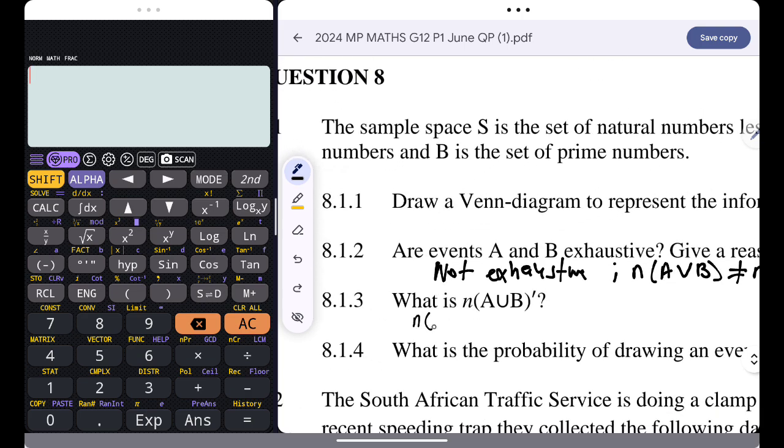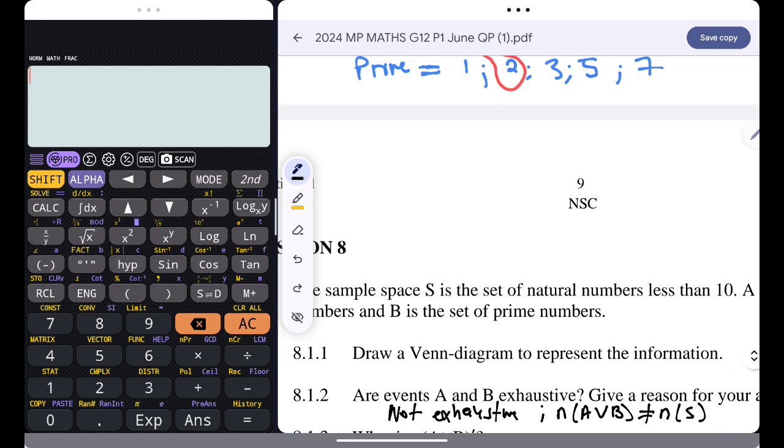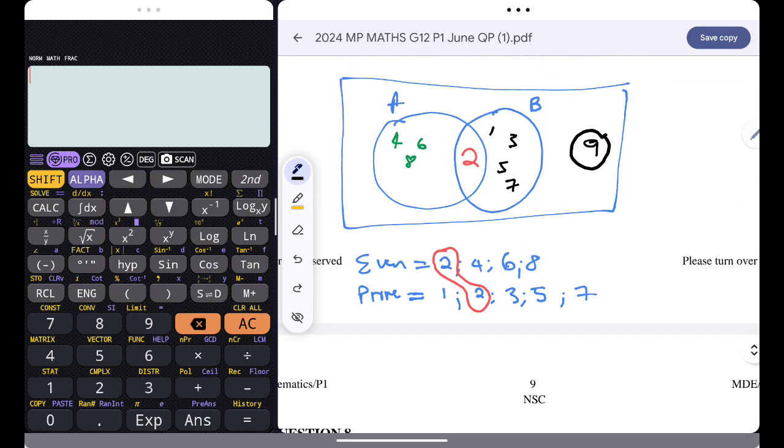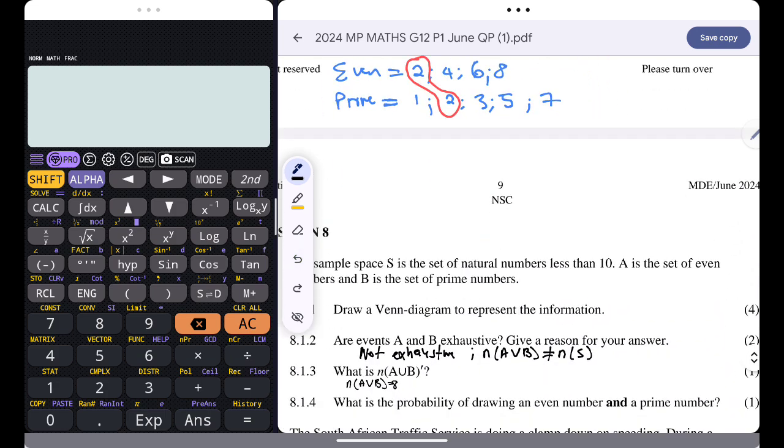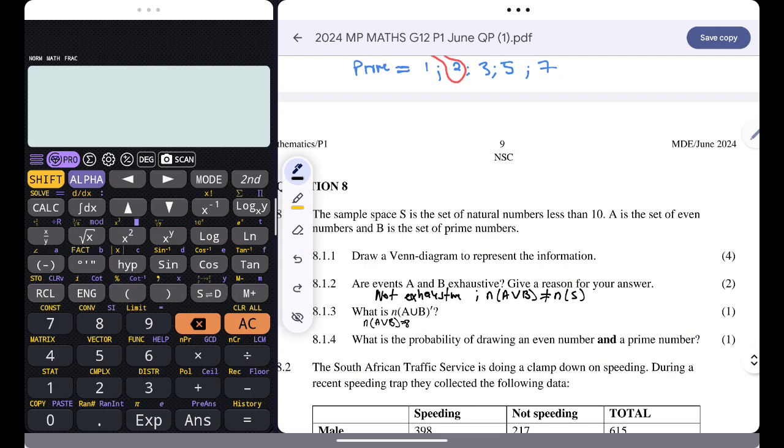The total number that belongs to A or B, we have 8 in total. Remember that guys, our sample space had 9 numbers. However, only one term does not belong into that sample space. That means we have 8 in total that belongs there.